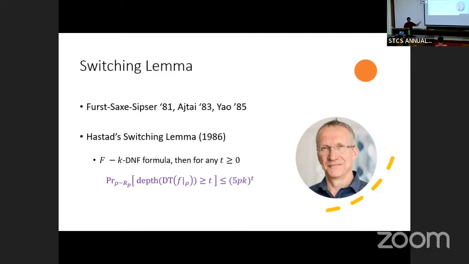This is quite a remarkable statement. If you haven't seen it before, just take a second to see why it's so interesting. Because there's no mention of the number of variables. There's no n here. There's no mention of the number of terms or anything. It just depends on the width, which is pretty nice. So this is for DNFs. This is what happens when you apply a random restriction to a k-DNF. The decision tree depth of whatever results is unlikely to be large. That is the switching lemma.